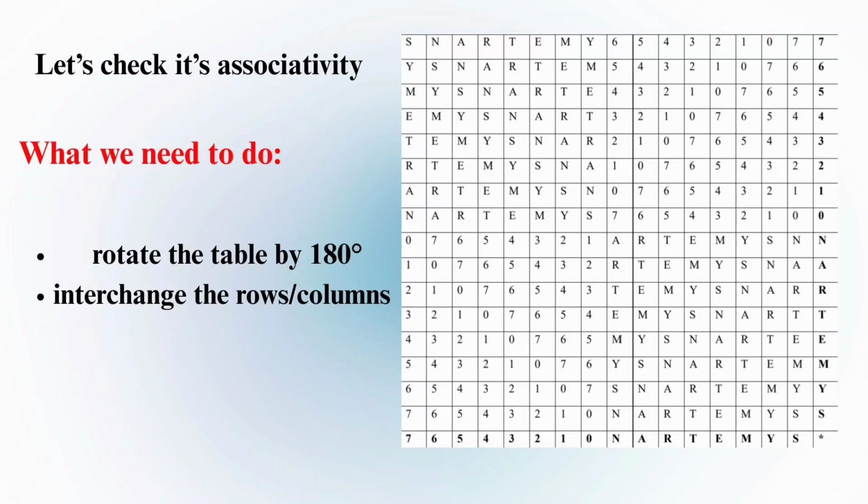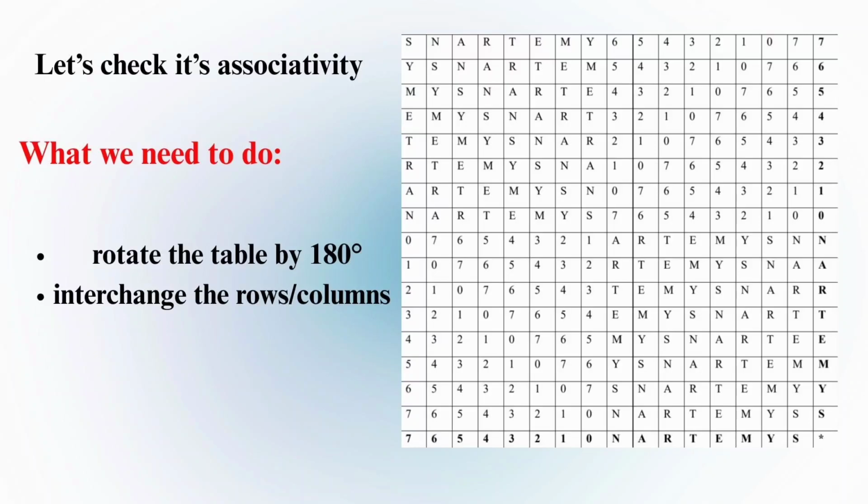To know if it is associative, we need to rotate the table by 180 degrees. And then, we also need to interchange the rows and columns if possible. That's all. Now, let's try it. As you can see, the table is now rotated here. So, we just need to interchange the rows and columns if possible.